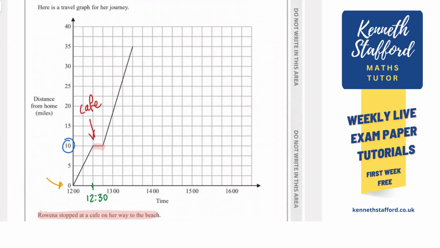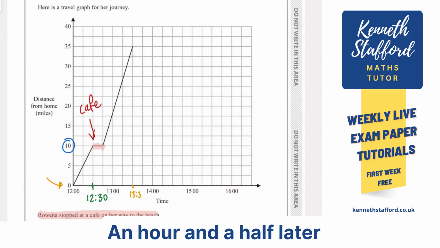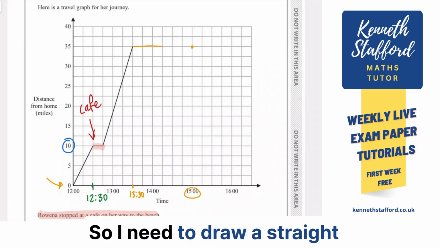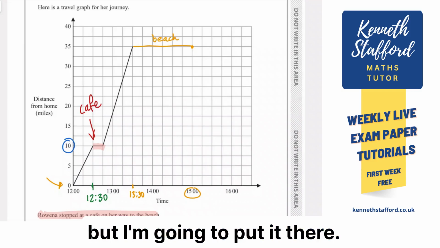So she gets to the beach at 1:30. An hour and a half later will be 3 o'clock. So this is the time she's at the beach. So I need to draw a straight line across. You don't need to write this, but I'm going to put it there.